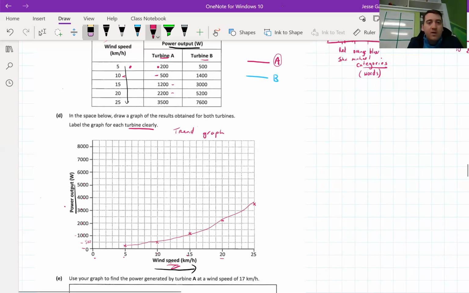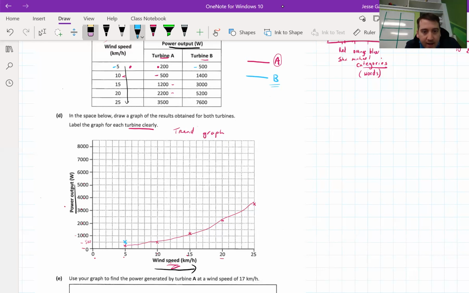Okay. What we're now going to do is switch to a different color pen, and we're going to do the results for turbine B. I'll do the first one. For 5, it was 500. So 5, it was 500. Started there. You do the rest. Pause the video and finish the rest for the blue line for turbine B. Okay, so show me playing if you have got turbine B done.